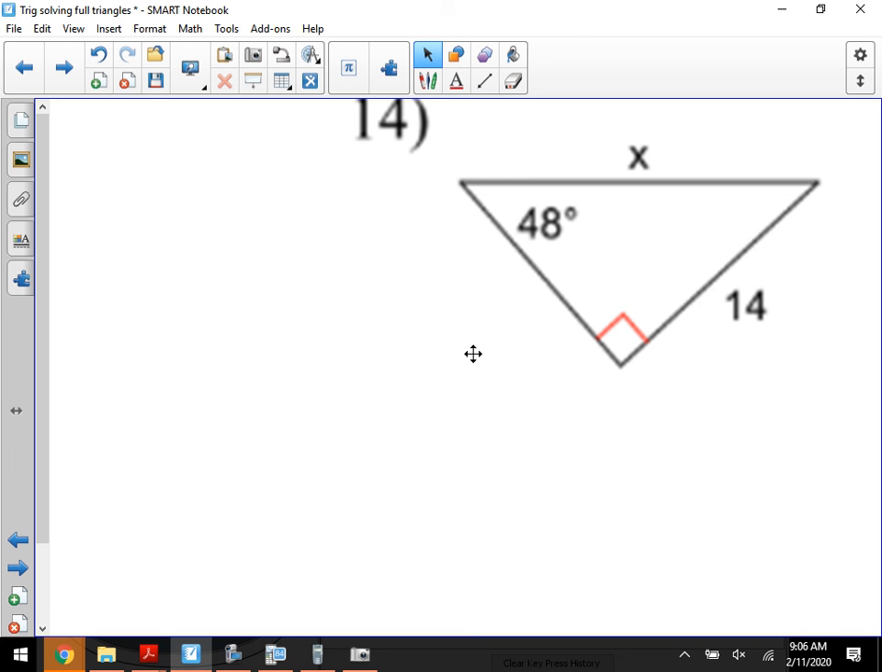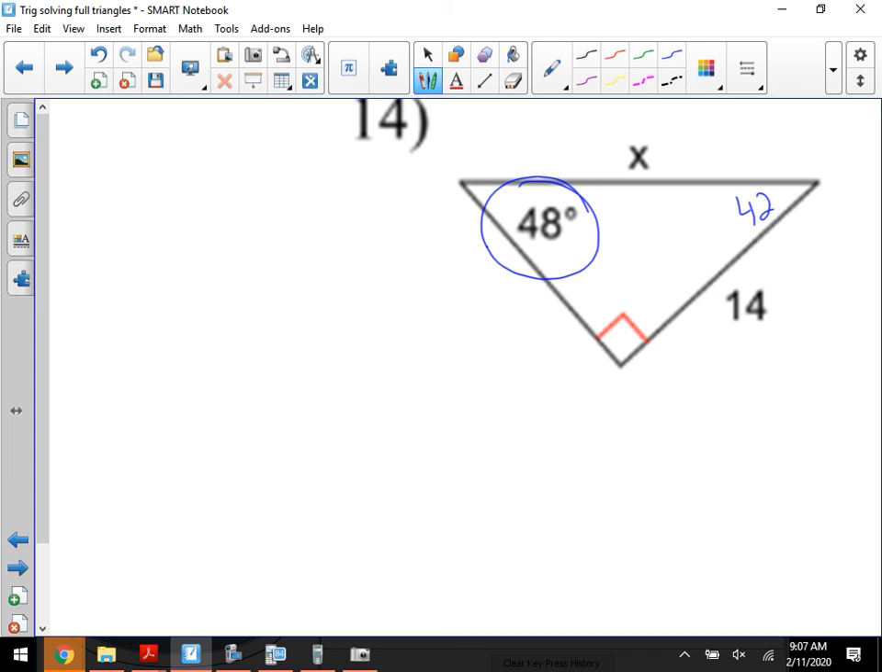So first thing you would do, I know this one's 90. I know there's 180 degrees to go all the way around. I back out 90. That means these two are always going to be complementary. I take 90 and I subtract 48. What are you left with? 42. So I know that one angle is 42. From there, I don't worry about it anymore. Got it. Yep. And then I go through and do my trig stuff.